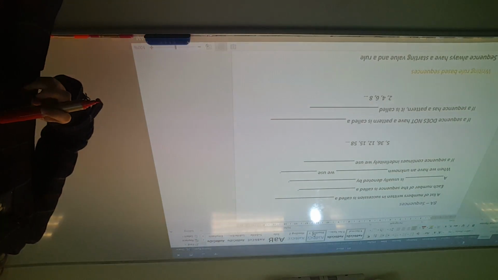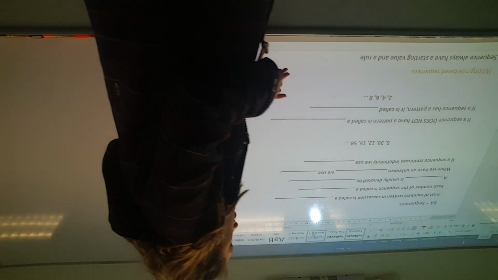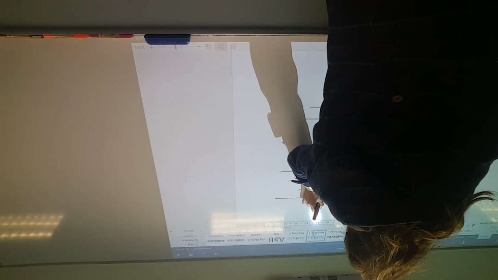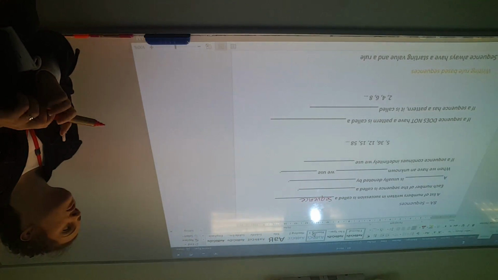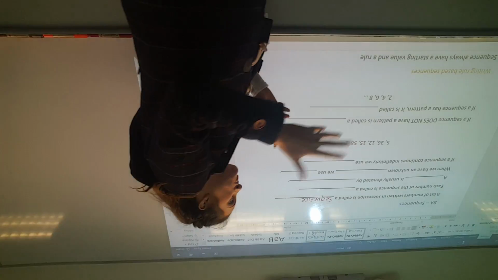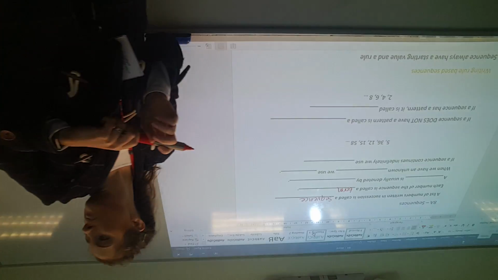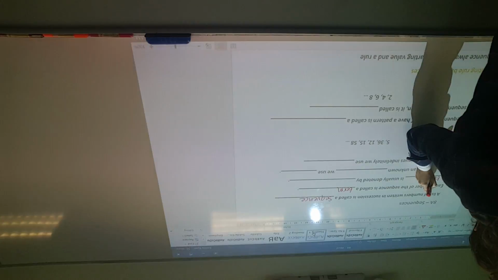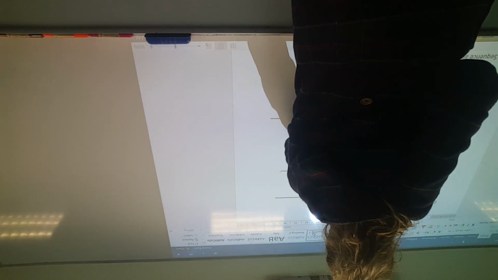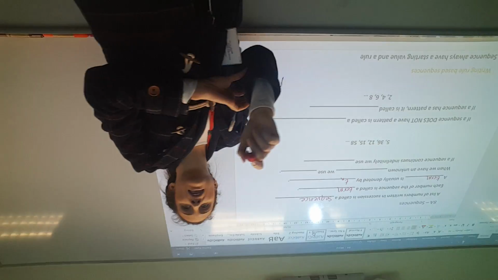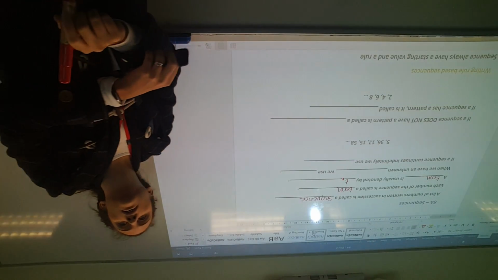So a list of numbers written in succession is called a sequence. So this can be any list of numbers. They don't have to be in order. It's just a list of numbers and it's called a sequence. Each number of a sequence is called a term. And a term is usually written as Tn, and that n is below the T.